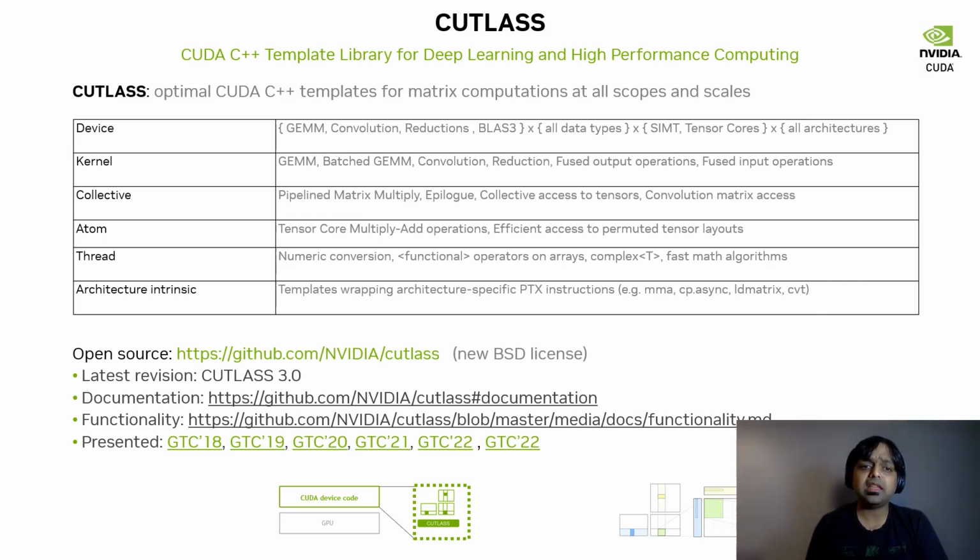Cutlass can be found on the NVIDIA GitHub page in NVIDIA/Cutlass, with the latest revision being 3.0. There have been numerous prior GTC talks all the way back from 2018, which cover different aspects of Cutlass as well. References to them have been linked here for convenience.